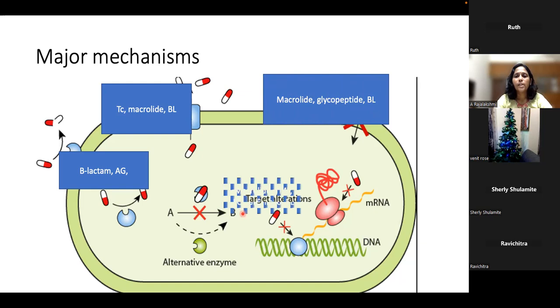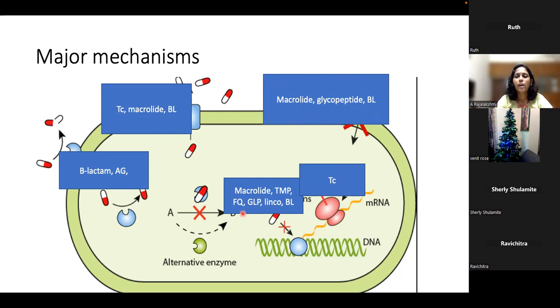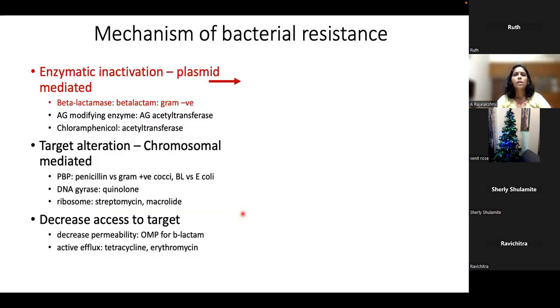The target alteration is commonly seen in macrolide, trimethoprim, fluoroquinolone, glycopeptide, lincosamides, and beta-lactam. And you have alterations in uptake, and target alteration is also seen in tetracycline. Also remember, there are many modes of transmission of this bacterial resistance. One is plasmid mediated and the other is mainly chromosomal mediated.